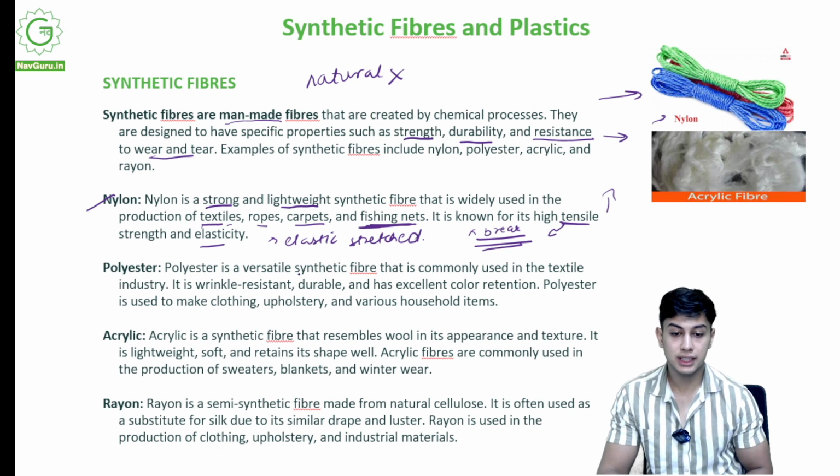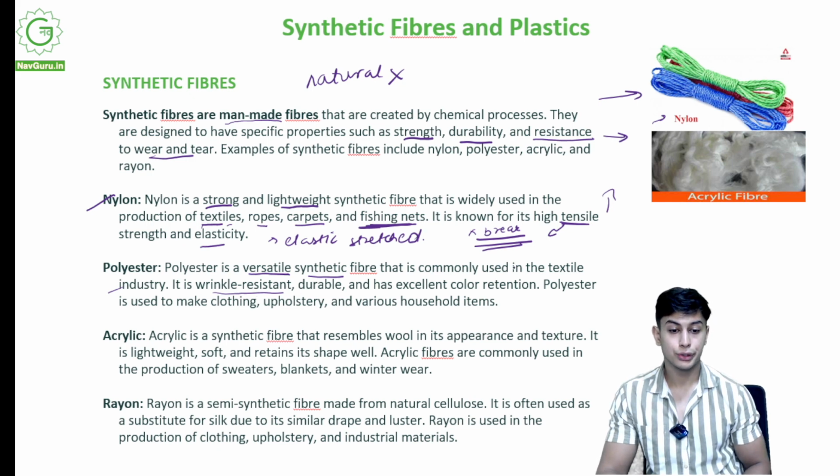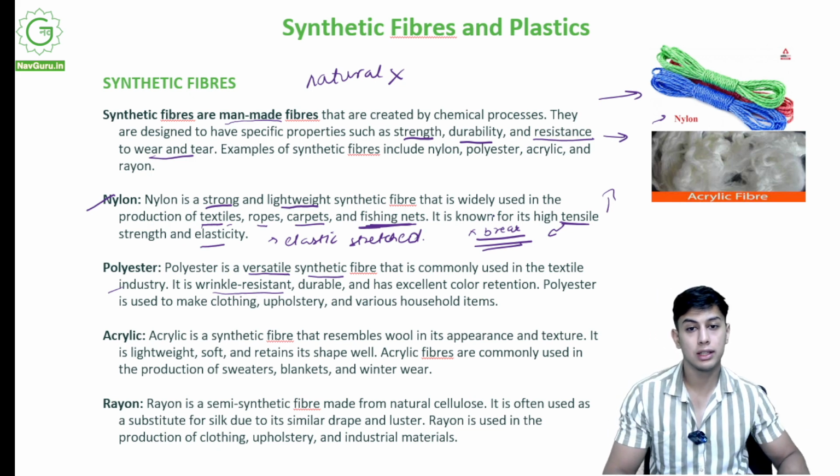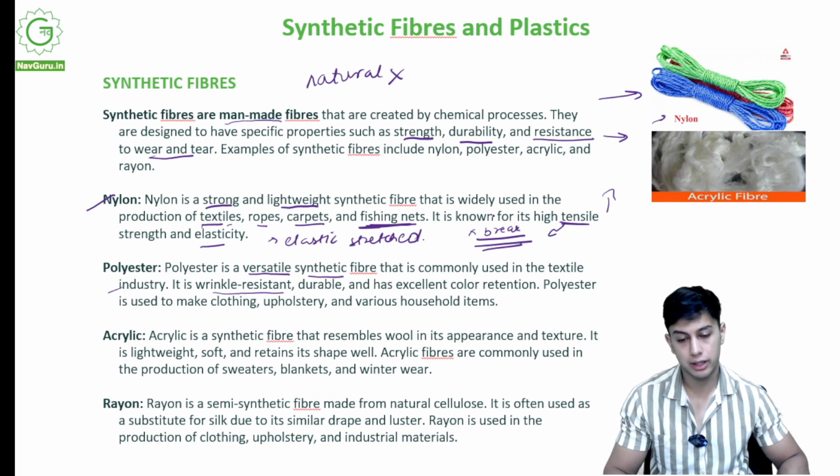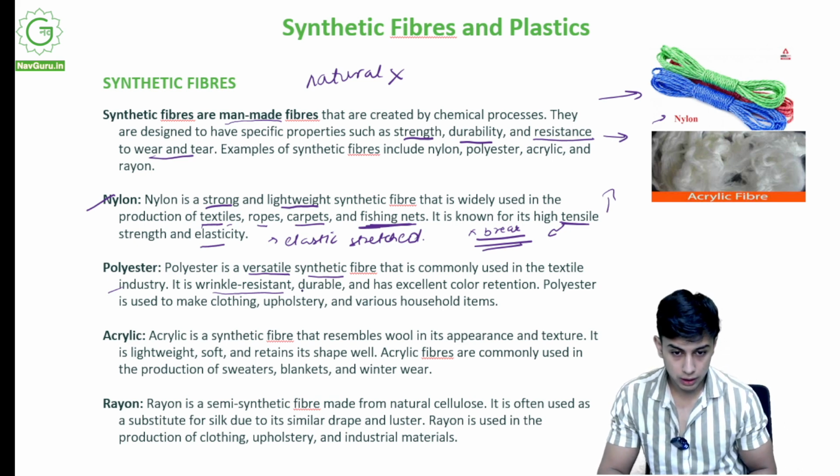Polyester is a versatile synthetic fiber that is commonly used in the textile industry. It is wrinkle resistant, it will not get wrinkles. You need to press cotton shirts and silk again and again because they get wrinkles, right? But synthetic fibers are mostly wrinkle free. You do not need to put any heat or iron on it. They are durable and have excellent color retention.